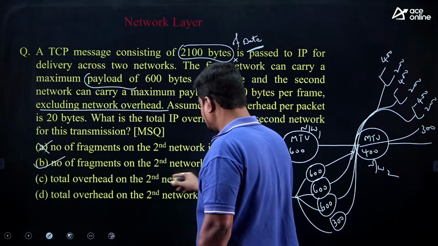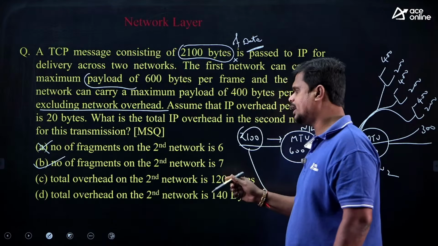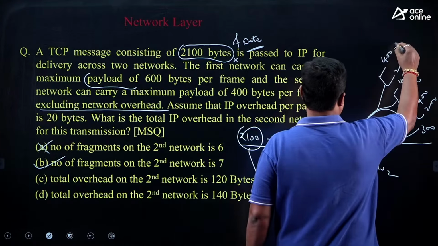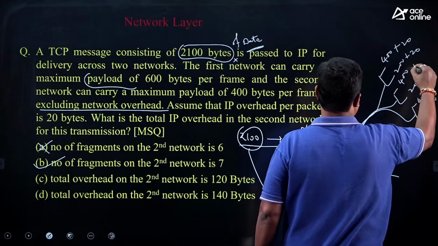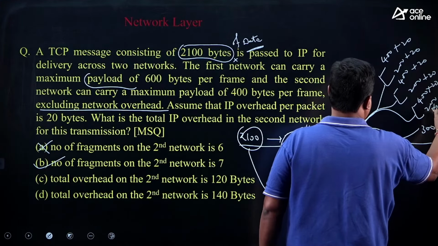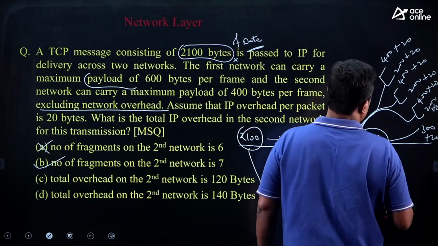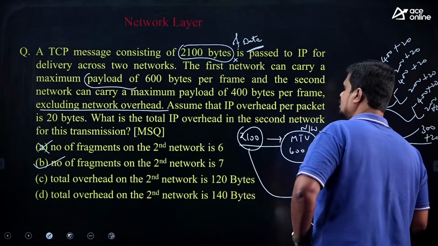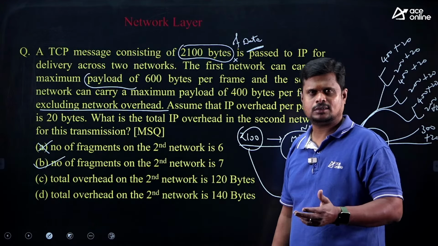Then the total overhead on the second network. So total overhead in the sense, overhead is what? Header bytes. You know that as it is IP, for every fragment you are appending how many bytes of header? 20 bytes of header. So 20, 20, 20 if you add. Then how many times have you added the header? 7 times, because you are having 7 fragments.